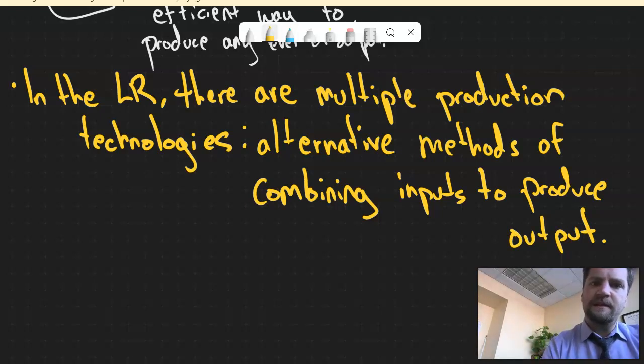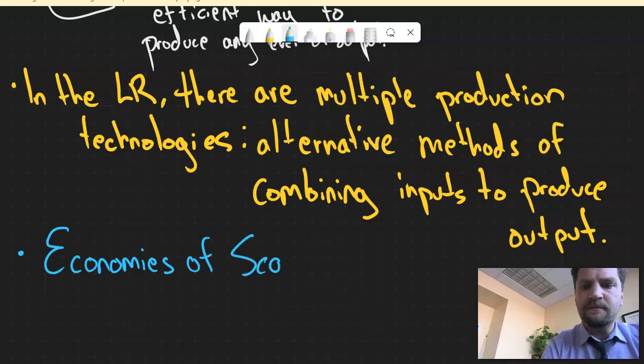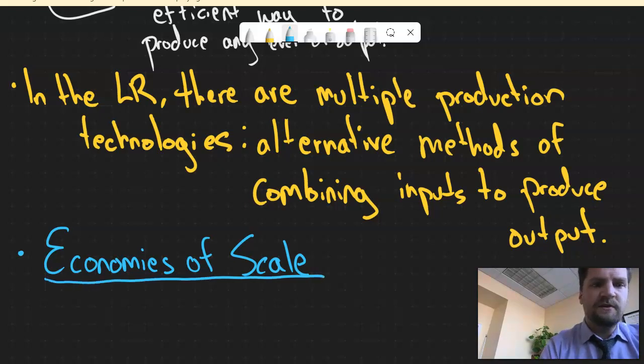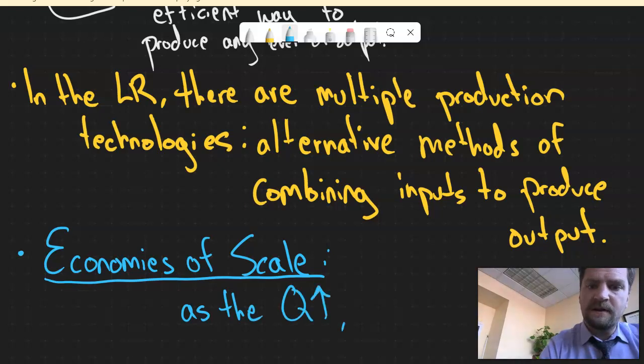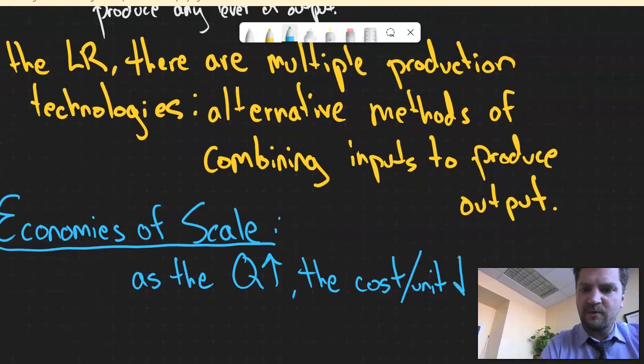When we're talking about the long run, one of the main things that firms are trying to take advantage of, if they can, is something called economies of scale. Economies of scale is a specific situation where, as the quantity of output increases, the cost per unit decreases. So the more we make of this, the cheaper it is to produce.